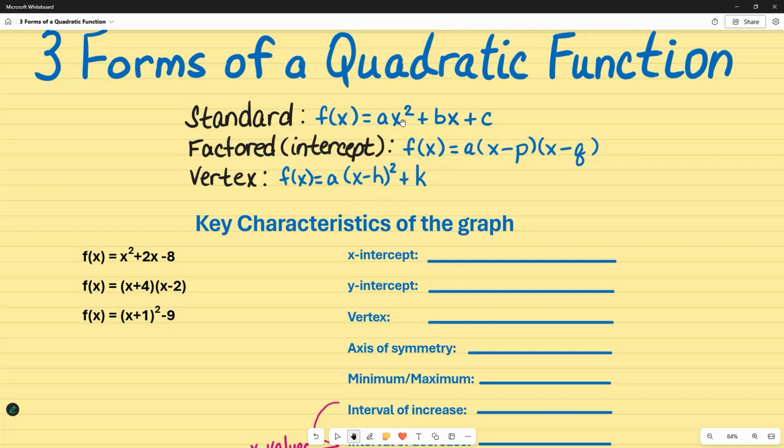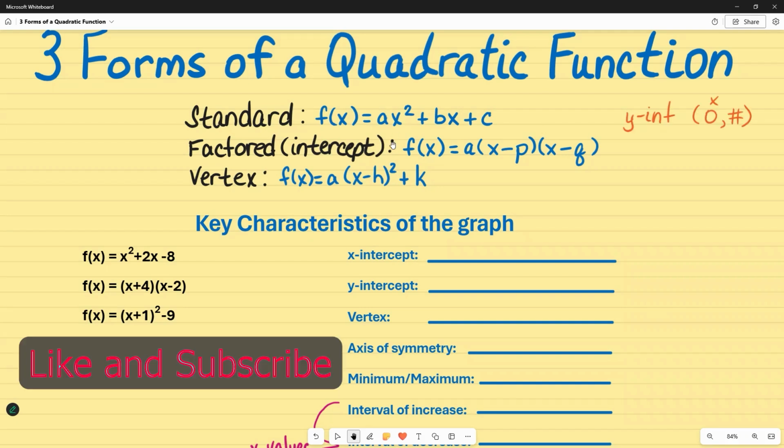For instance, if I'm looking at the standard form and I want to find the y-intercept, my x value would have to be 0. If I put a 0 here, anything that's multiplied times 0 will disappear, and the only thing that will be left is c. Y would equal this value. When I want to quickly find my y-intercept, I'm looking at my standard form.